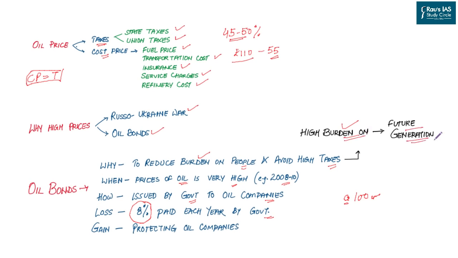And this future generation is the current generation. So the bonds which were issued in 2010 are now putting pressure of higher taxation on the fuel prices in the current generation, 2022. This was the idea highlighted by our ex-Prime Minister Manmohan Singh also, who said that oil bonds are going to put pressure on the future generation, and that is what is actually happening.